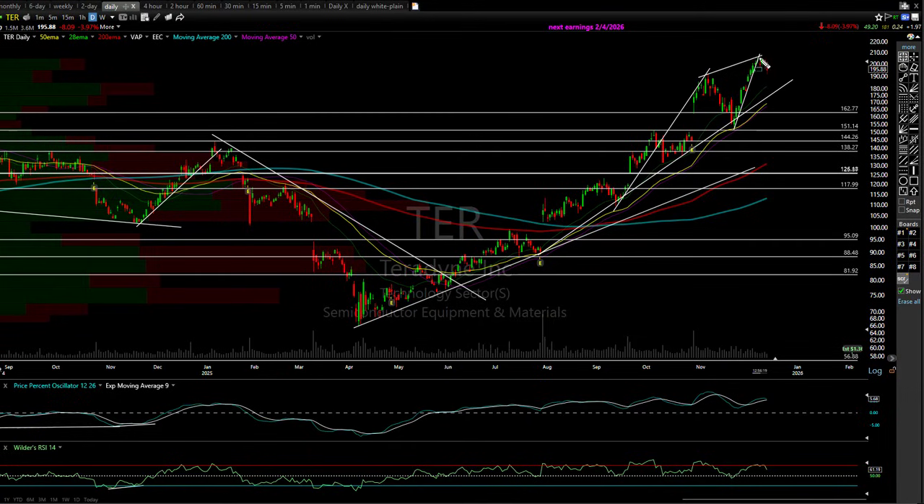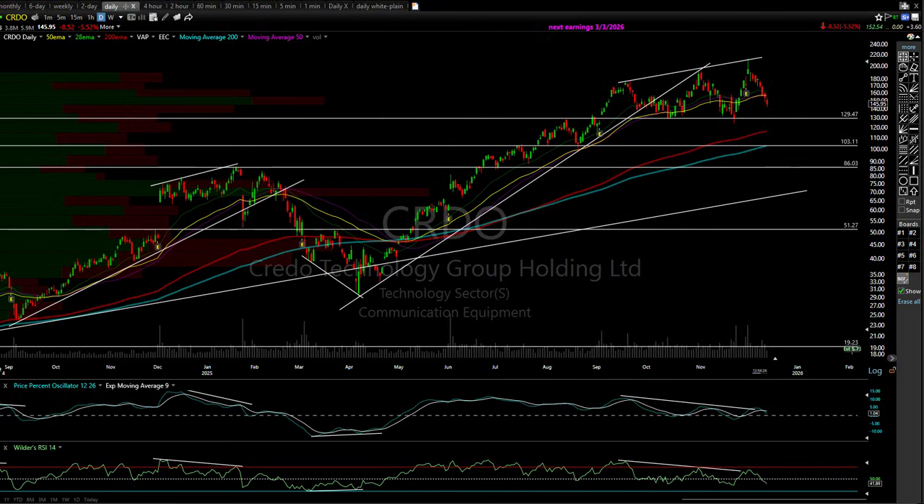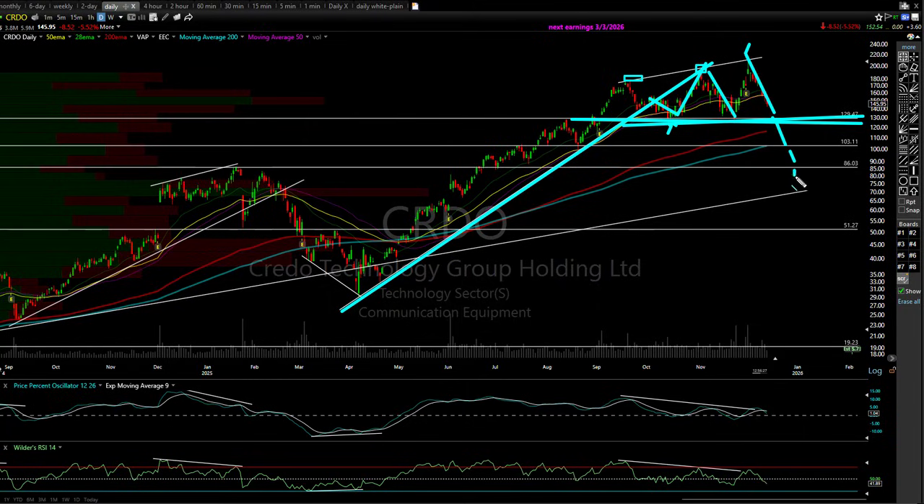TER, Teradyne, divergent high, trendline break, sell signal, next stop. CRDO, that's where the divergence started. That was divergent high 1, which also correlated with a back test of this trendline breakdown here. Rejected there, bounced off. October 10th lows, key level. Keep buying it there. Made a second divergent high, moving lower. Once that level goes, should be next stop.